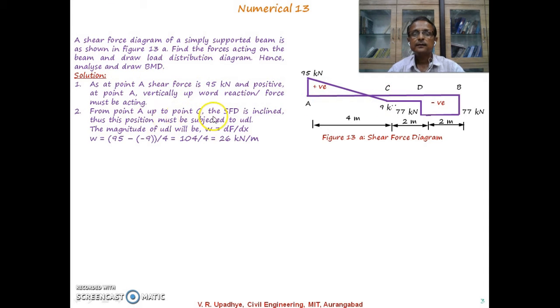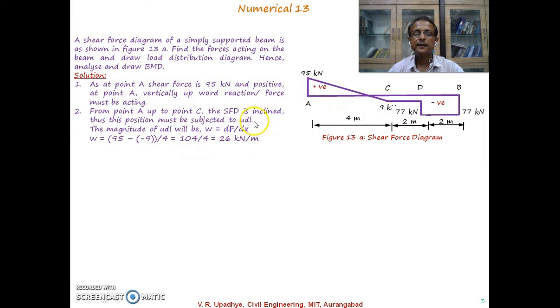If we go further from A up to C, then the SFD, the shear force diagram, is inclined. Thus, this portion must be subjected to a uniformly distributed load. So, if there is a uniformly distributed load between A and C, it means that due to the UDL there is an inclined variation of shear force, and as given in the SFD, this is inclined from 95 kN positive to 9 kN negative.